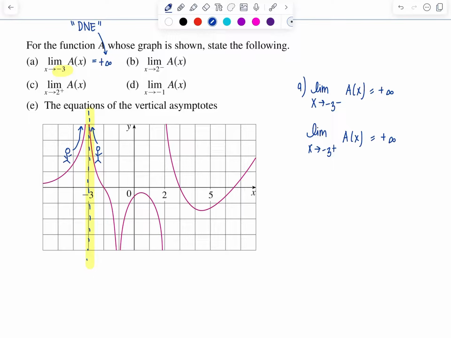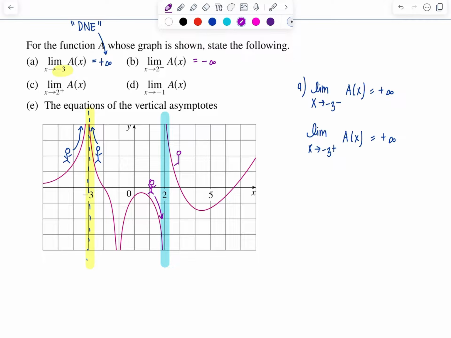Let's go to example B. The limit as x approaches 2 from the left of a of x. So this time we're approaching 2. 2's right here. From the left, so that means we're walking on the graph on this side. So where are you going? What's the y value that you're approaching? Negative infinity, right? Good.